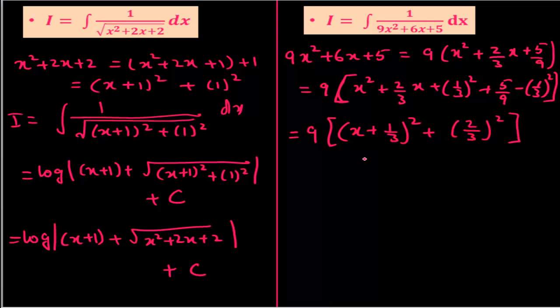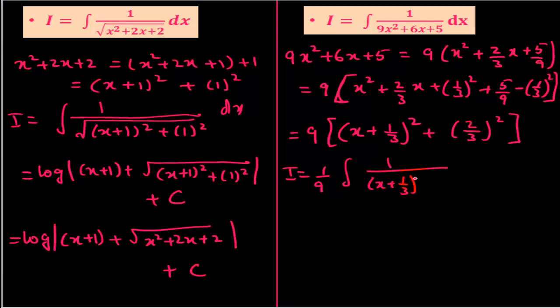Now let us place it in the integral. See what our integral is now. It is the integral of 1 over 9, which we will have outside, multiplied with x plus 1 by 3 whole square plus 2 over 3 whole square, dx. Now look at this expression. It is of the form 1 over x square plus a square. So check for the result for integral of 1 over x square plus a square dx.